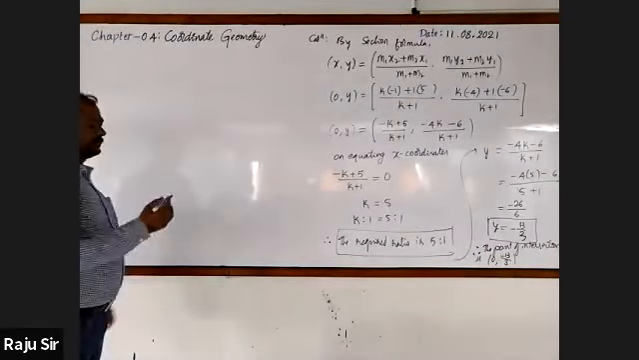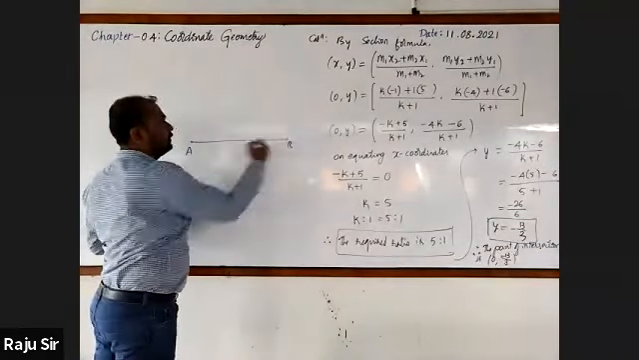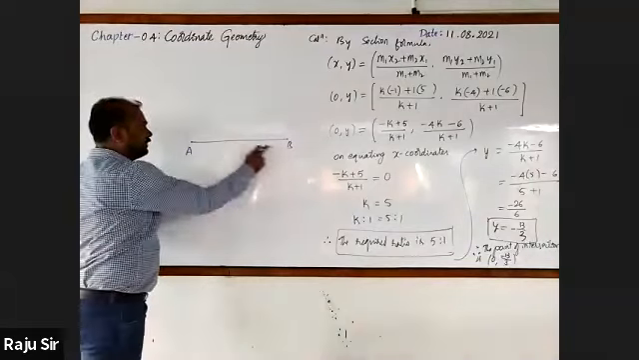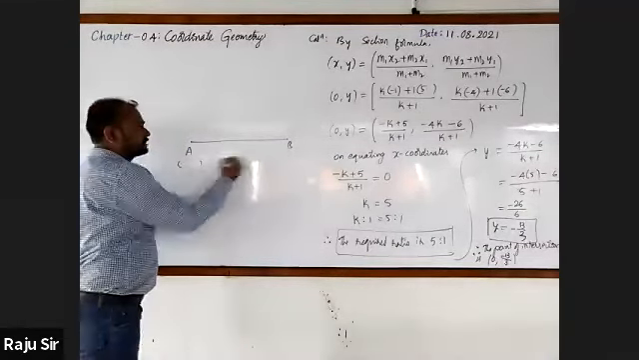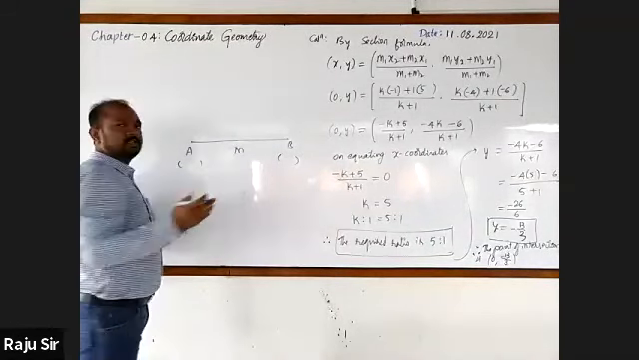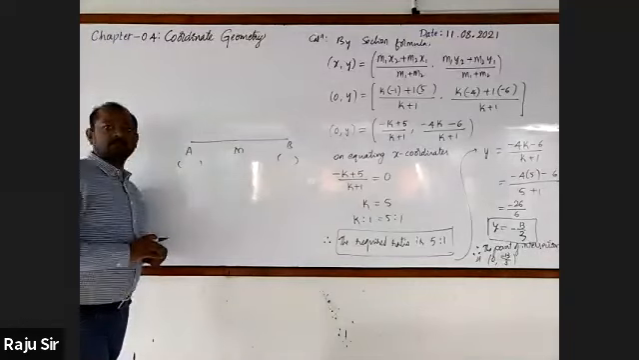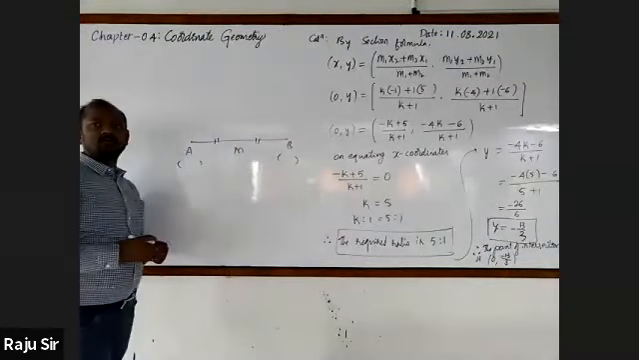Observe. There are 2 points A and B. AB is the line which joins the 2 points A and B. Coordinates are known. There is a point M, or C, whatever letter you want to take other than A and B. This divides AB into 2 equal parts.